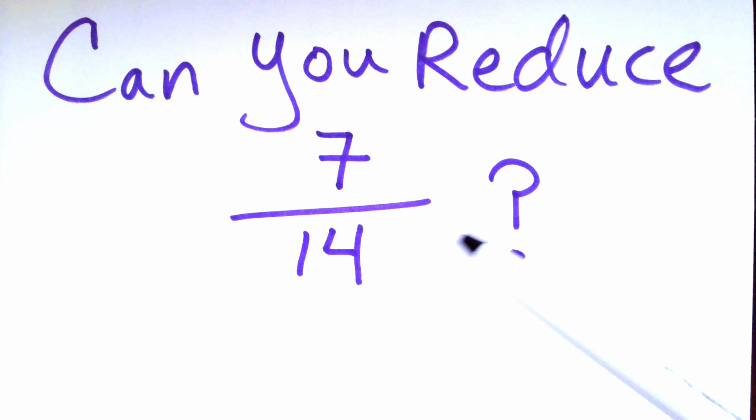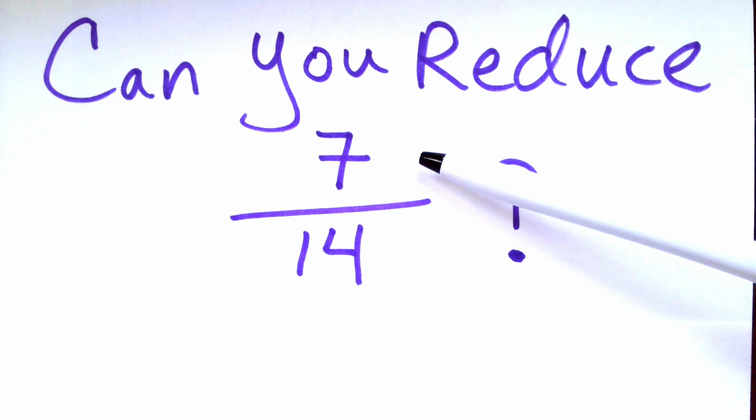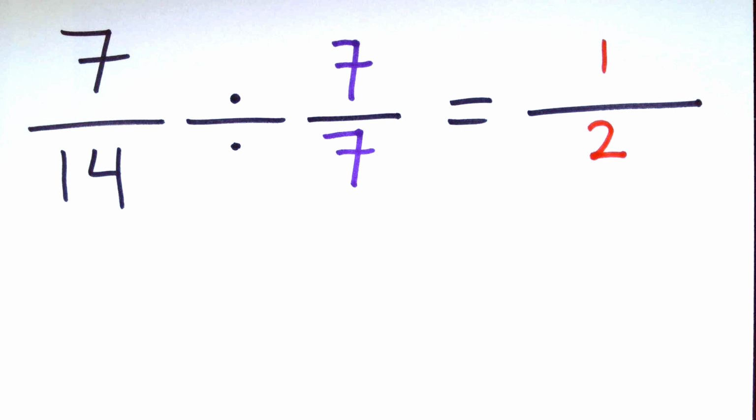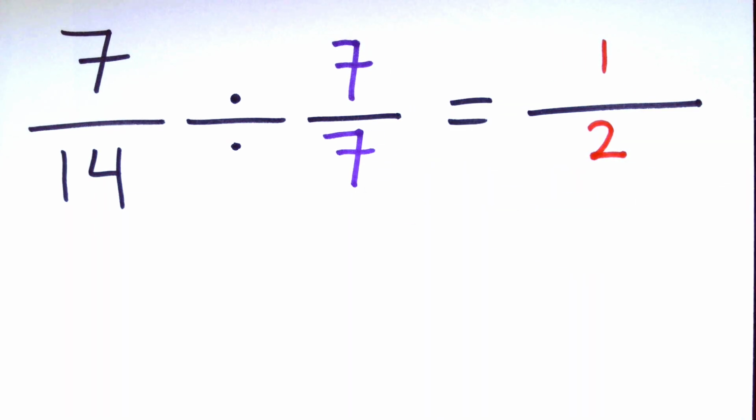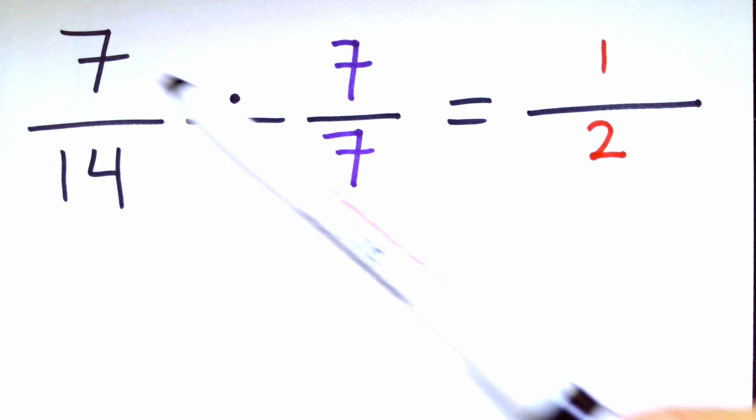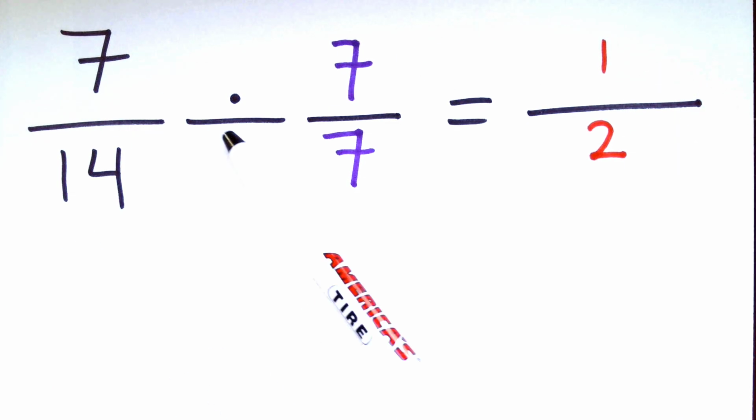So can you reduce 7/14? Is there a number I can divide evenly into the top and the bottom? I think I already showed you in my test-taking strategy. Yep, right on the money. You said 7. 7 can be divided evenly into the top and bottom. 7 divided by 7 is 1, because 7 times 1 equals 7. 14 can be divided by 7 evenly, because 7 times 2 is 14. So 14 divided by 7 is 2. 1/2 is my answer.